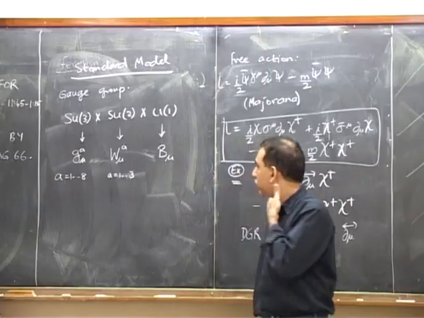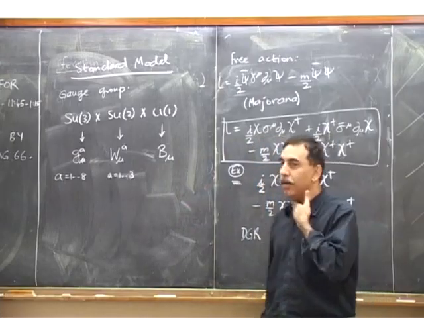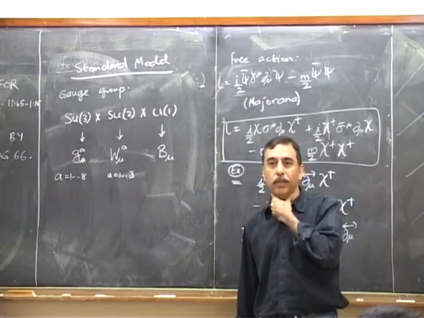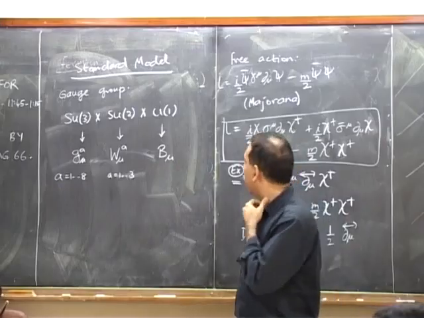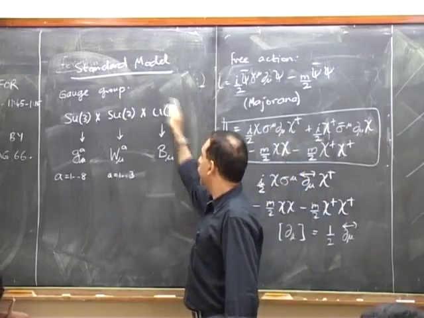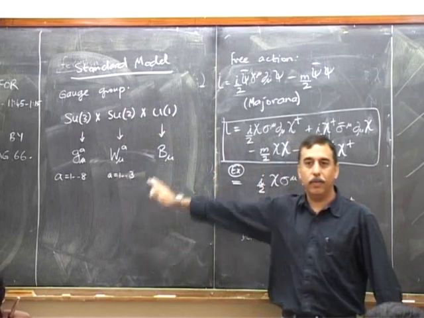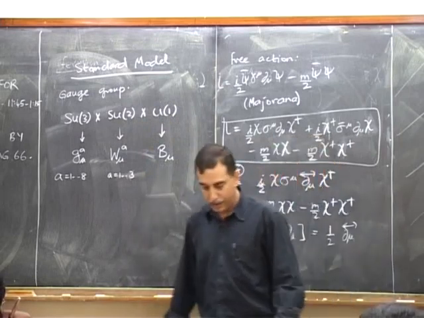Okay. Now at this stage, there is no point giving names to these particles because we don't yet know what the physical spectrum will be, and because a Higgs mechanism is going to take place in this sector, it will be a little different from what it appears in the beginning.